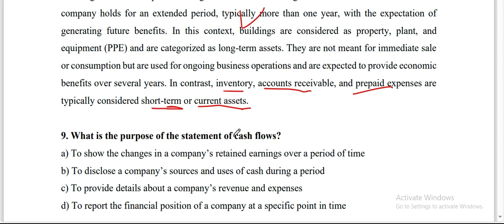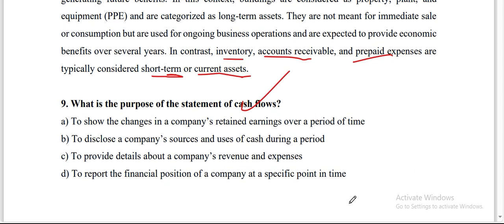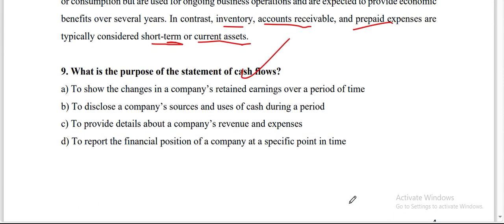Question number nine. What is the main purpose of the statement of cash flows? A, to show the changes in a company's retained earnings over a period of time. B, to disclose the company's sources and uses of cash during a period. C, to provide details about company revenue and expenses. D, to report the financial position of a company at a specific point in time. So the main purpose of the cash flow statement is option B, to disclose the company's sources and uses of cash during a period. So the answer is B.